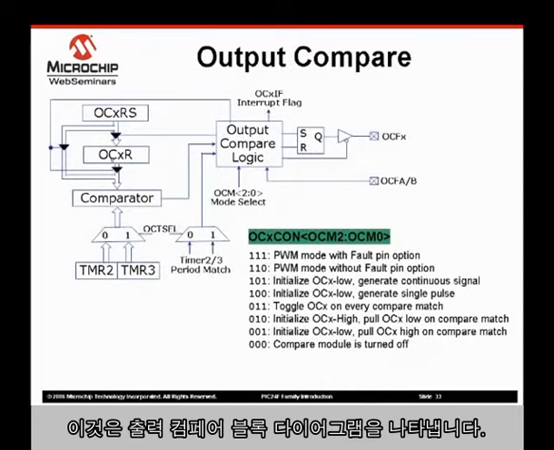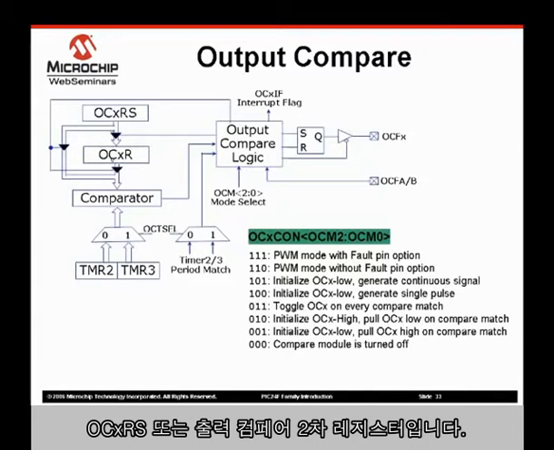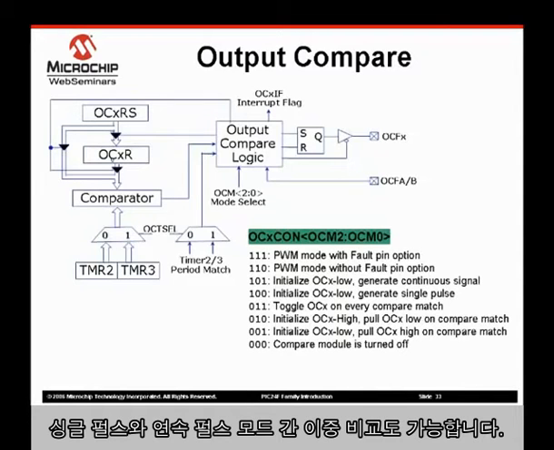The output compare block diagram is shown here. The key differences between the output compares on the PIC24F and the output compare that you are used to on the PIC18s are the addition of the OCxRS, or the output compare secondary register, and the addition of the ability for dual compare for single pulse and continuous pulse modes.